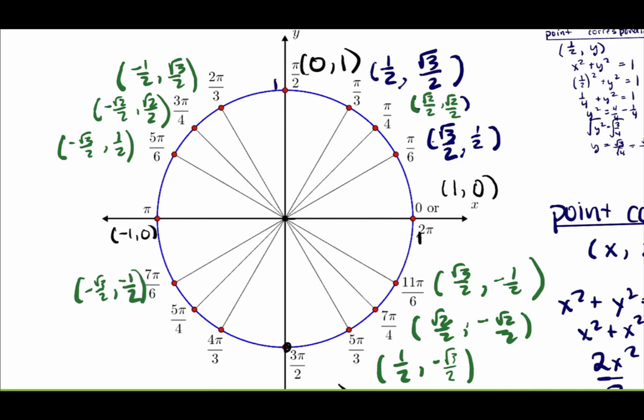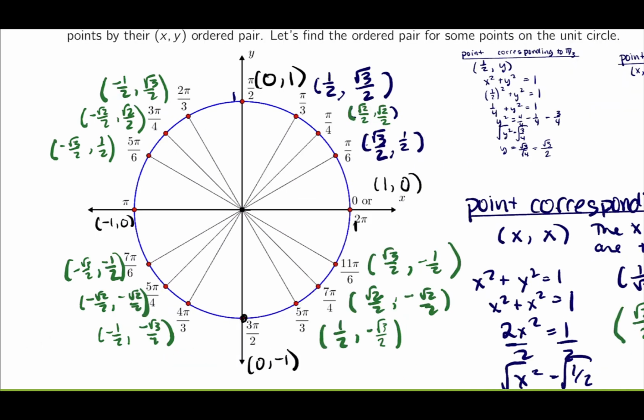For 5 pi over 4, I'm going to have negative root 2 over 2 and then negative root 2 over 2 because I need to go left that amount and then down that amount. And 4 pi over 3 is going to be negative a half, negative root 3 over 2. So we have now filled out our unit circle for all of our special angles. We did that by first figuring out the points for quadrant 1 and then using symmetry and reflection to figure out the points in quadrants 2, 3, and 4.